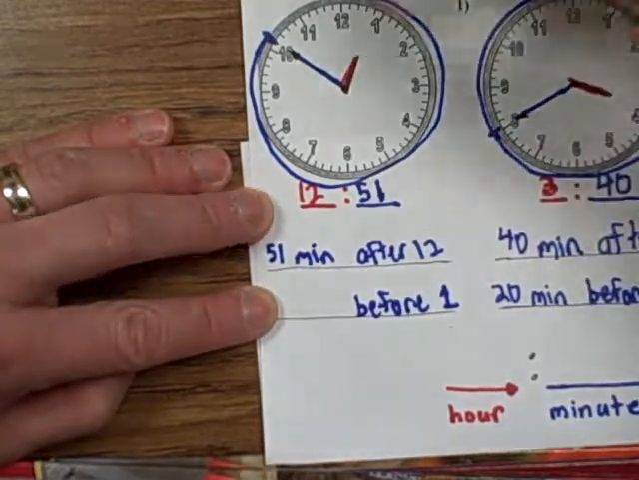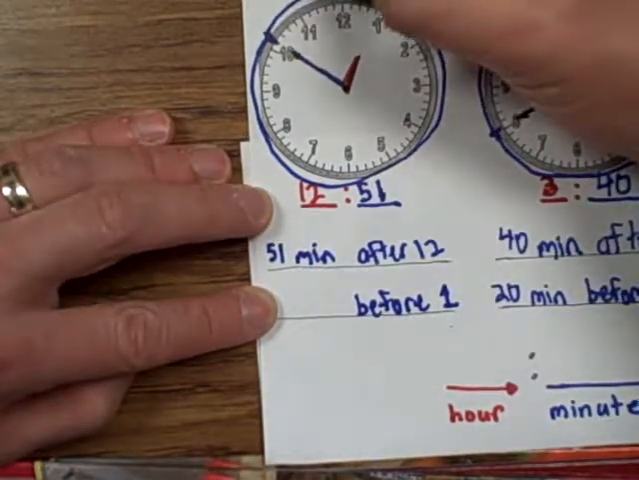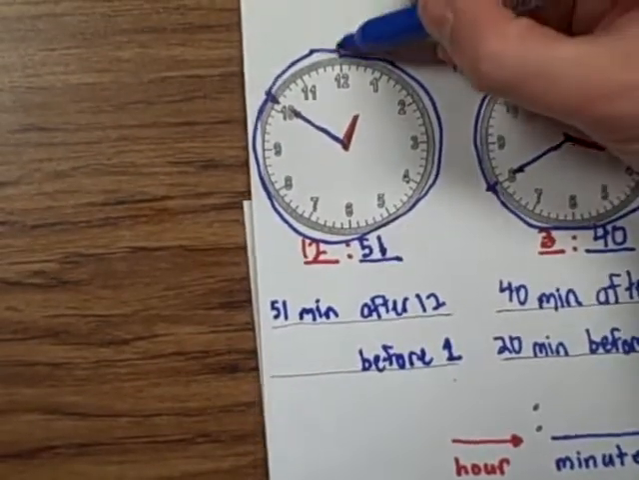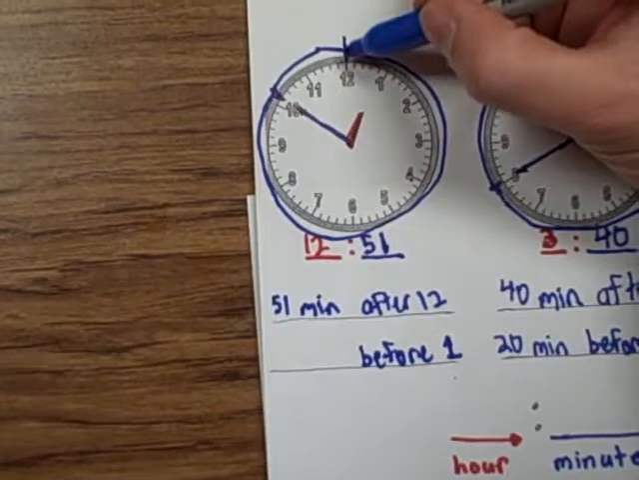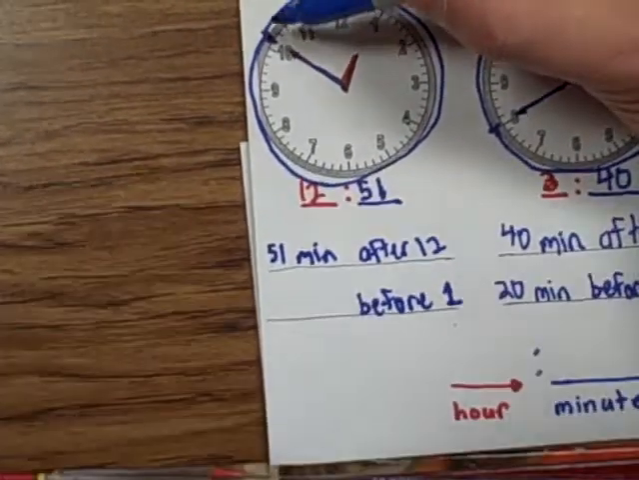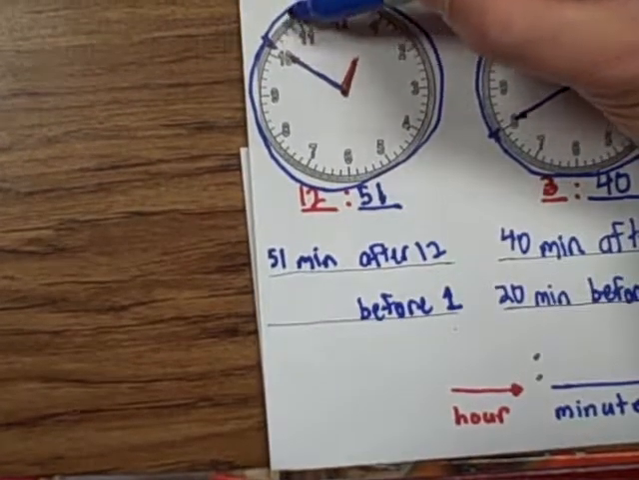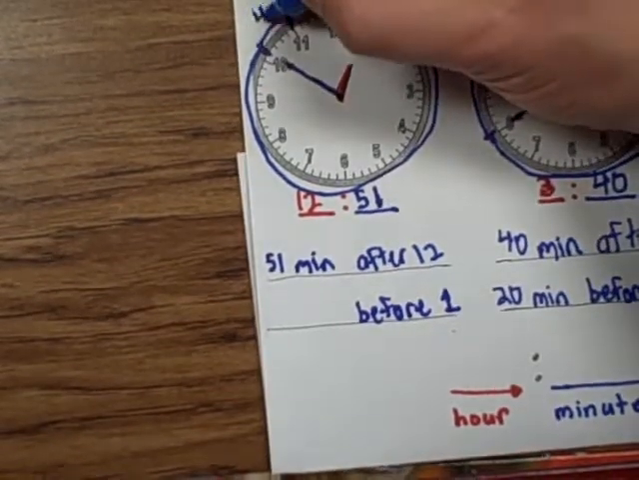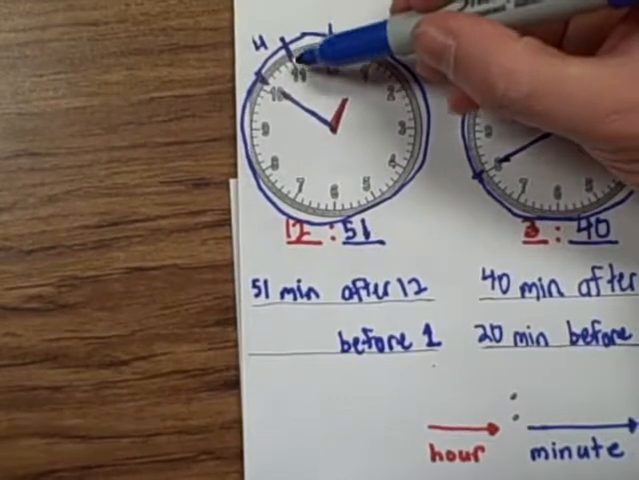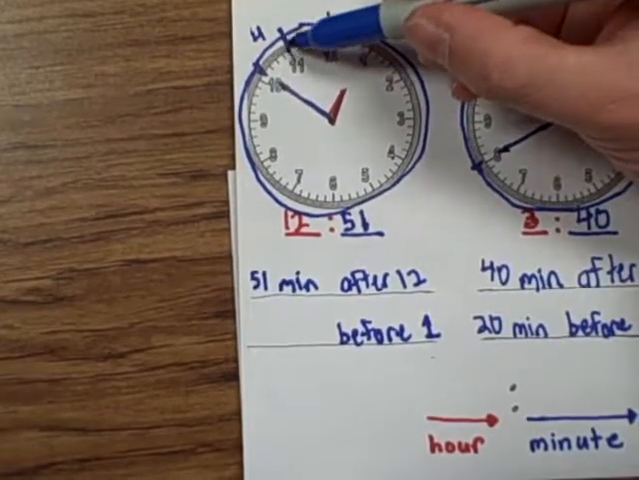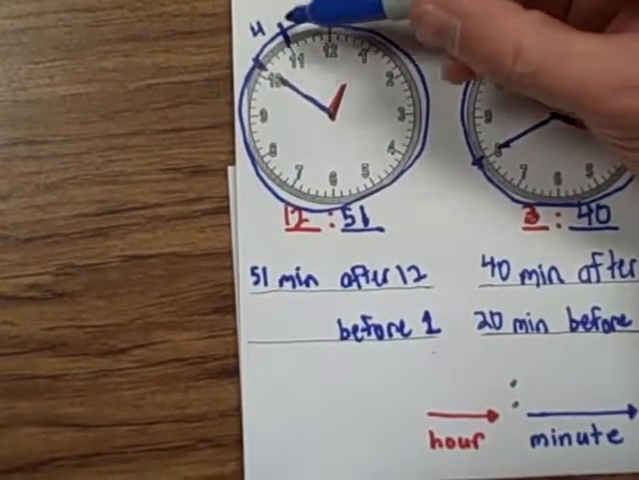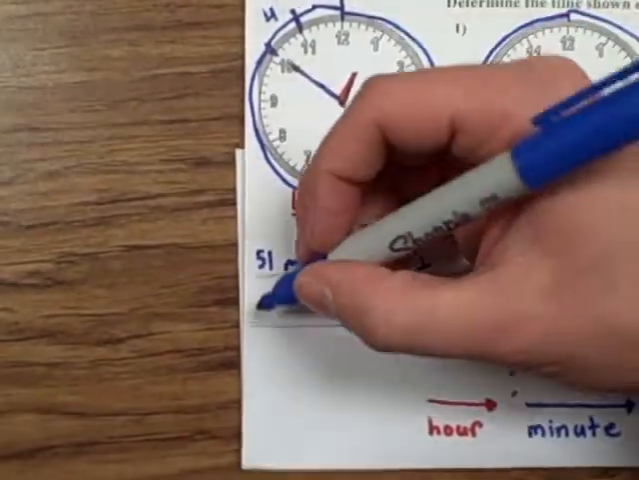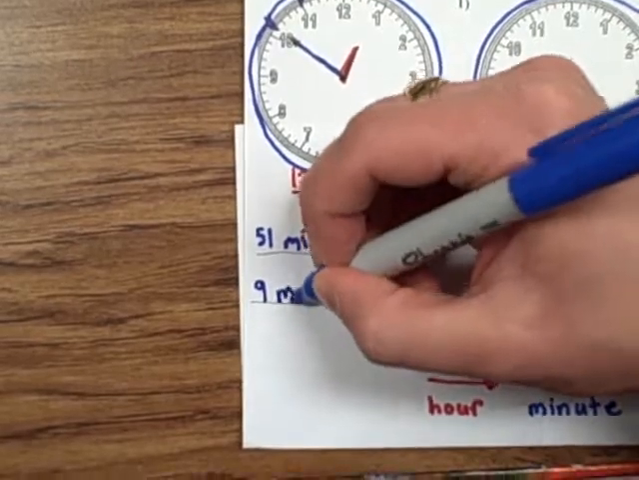How many minutes is it before 1? That's probably the trickiest part. Again, we're going to count the minutes up to until it gets to a complete circle at the 12. So this is 1, 2, 3, 4, and that brings us to 11. And once we get to the 55-minute mark, we just add an extra 5. So we've got 4 plus 5. And 4 plus 5 is 9.